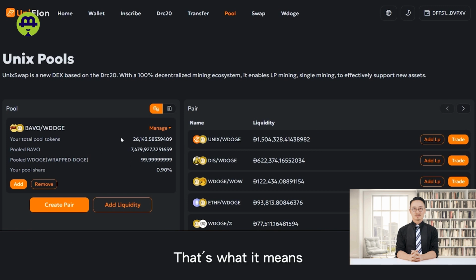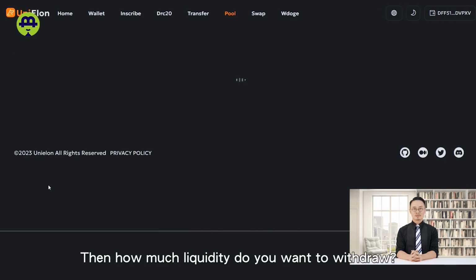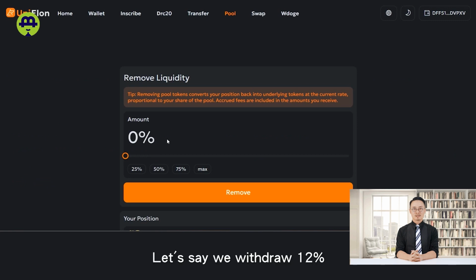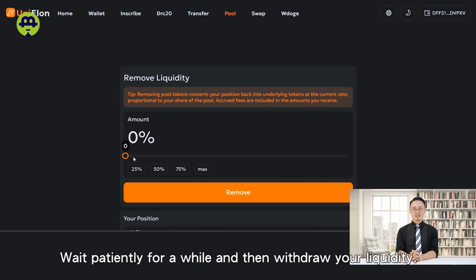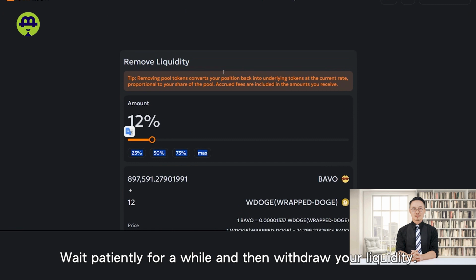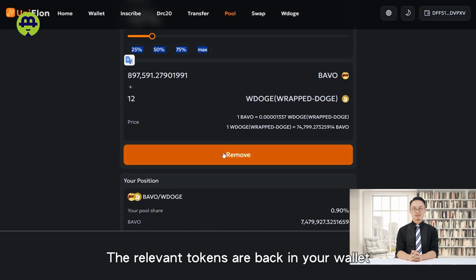That's what it means. What if we need to withdraw liquidity? Let us click remove. Then how much liquidity do you want to withdraw? You can choose. Let's say we withdraw 12%. We click 12%, then click remove, then click confirm. Click send again. Wait patiently for a while and then withdraw your liquidity. The relevant tokens are back in your wallet.